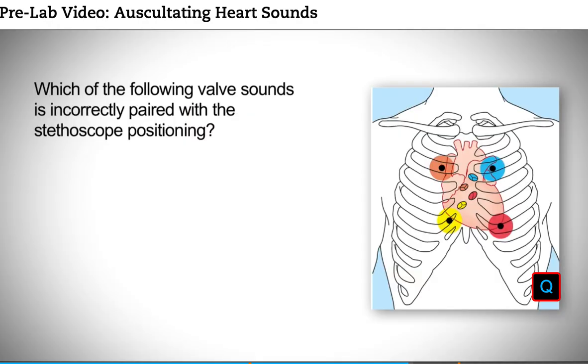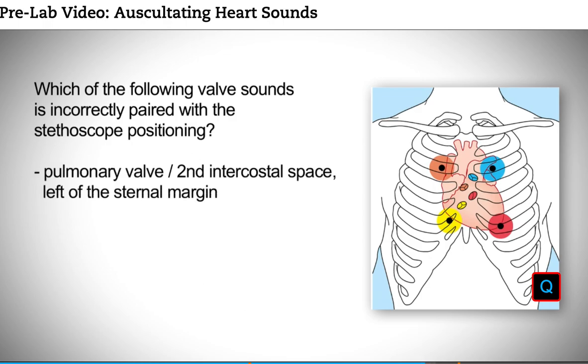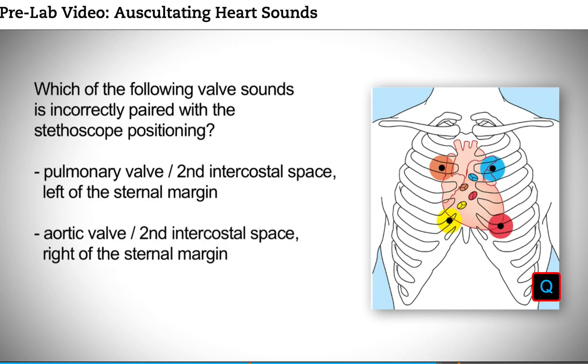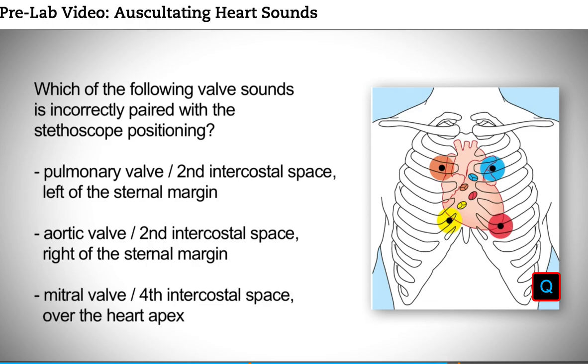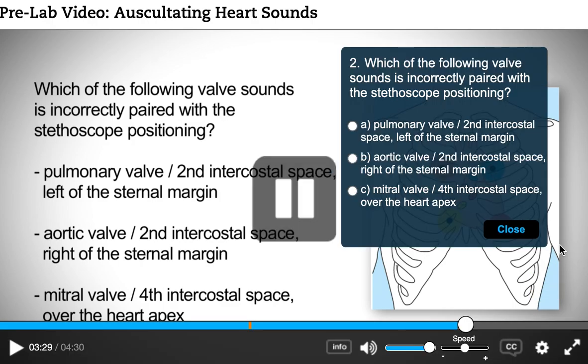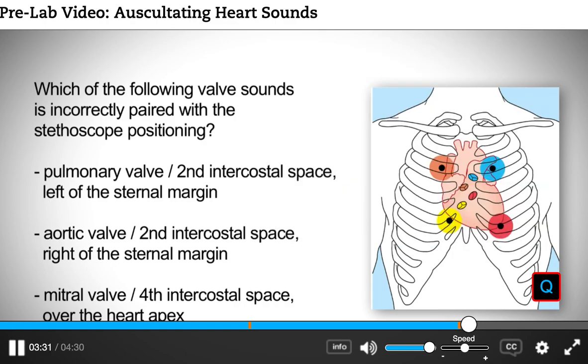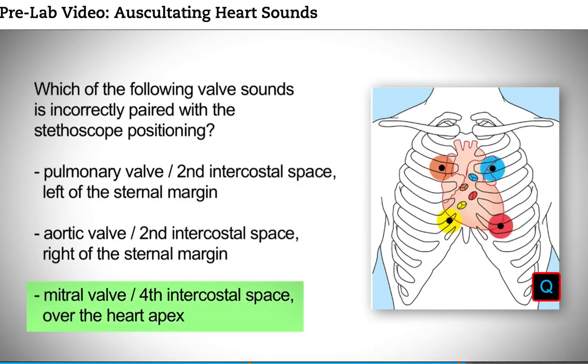Let's check your understanding. Which of the following valve sounds is incorrectly paired with the stethoscope positioning? Pulmonary valve, second intercostal space, left of the sternal margin. Aortic valve, second intercostal space, right of the sternal margin. Mitral valve, fourth intercostal space, over the heart apex. The mitral valve is best heard by positioning the diaphragm of the stethoscope over the fifth intercostal space, roughly in line with the middle of the left clavicle.